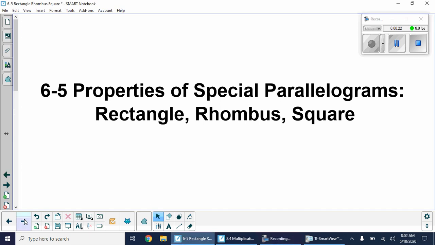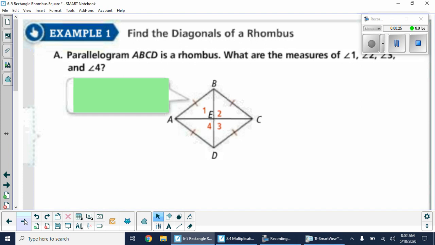We're going to start off talking about some interesting things about a rhombus. So the first thing that we're going to come across is talking about the diagonals. Okay, so we have a parallelogram right here. It is a rhombus, and a rhombus is a parallelogram where all of the sides are equal. Okay, so a rhombus, all sides are equal. That's an important thing to know.